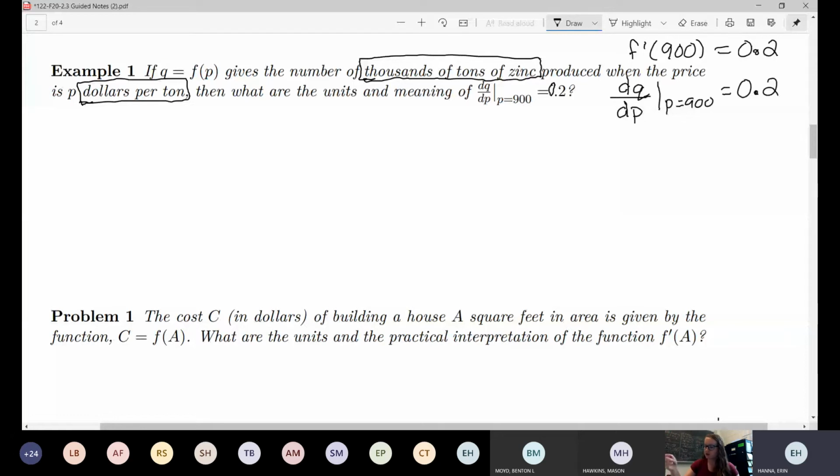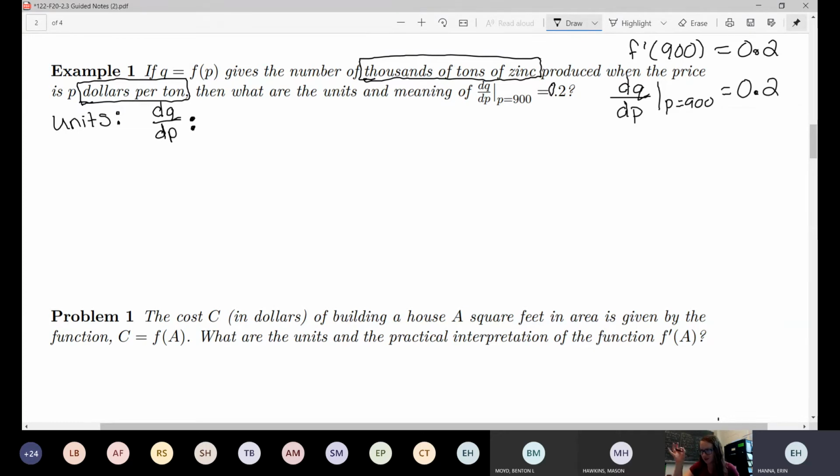So the first thing I want to do is figure out the units. Since I have dq over dp, and again, this is why Leibniz notation is really nice. If you just gave me f prime of 900, it might take me a little while to figure out what the units are. But if you write it as dq over dp, then you can just say, well, what are the units of q and what are the units of p? So the units of q are thousands of tons of zinc.